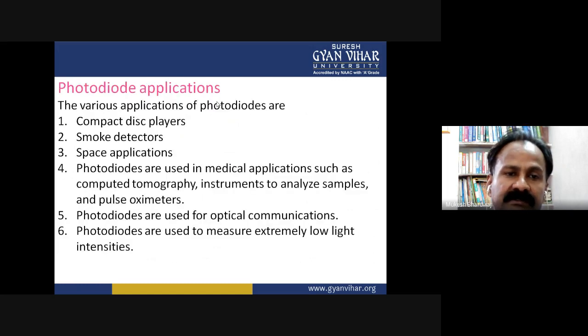Photodiode applications. The various applications of photodiodes are 3D players, smoke detectors, space applications. Photodiodes are used in medical applications such as computed tomography, instruments to analyze samples, and pulse oximeters. Photodiodes are used for optical communications. Photodiodes are used to measure extremely low light intensities.